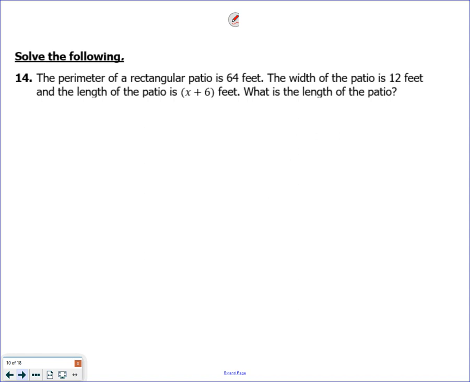Next one. The perimeter of a rectangular patio is 64. The width of the patio is 12 feet, and the length of the patio is x plus 6. Again, wouldn't be a bad idea to draw a picture. So we got a rectangular patio. One side is 12, and the other side is x plus 6.